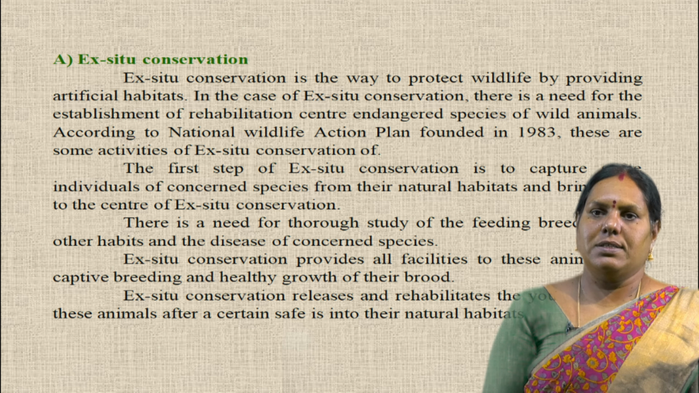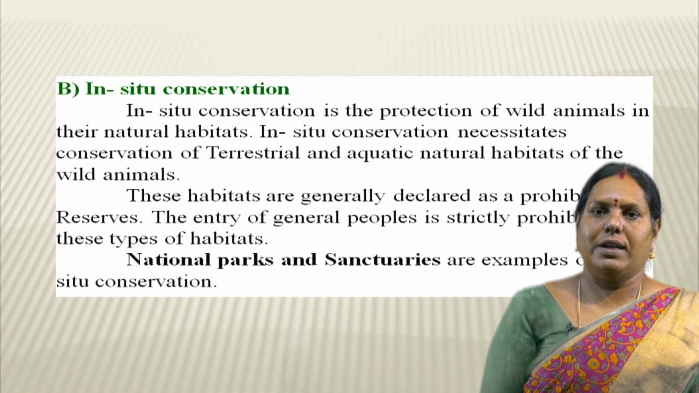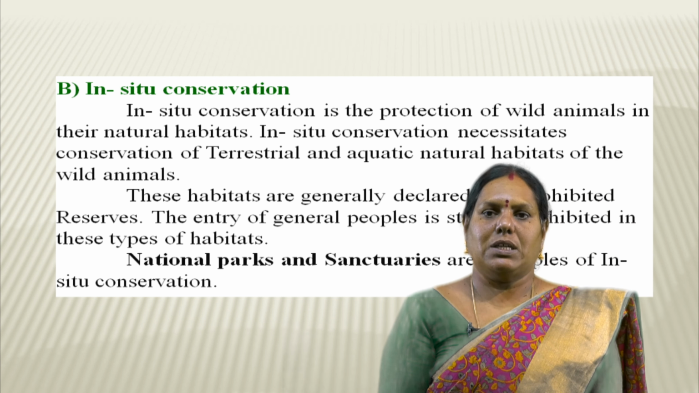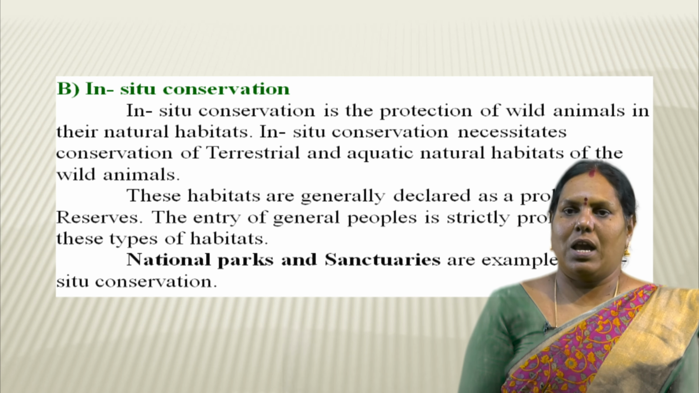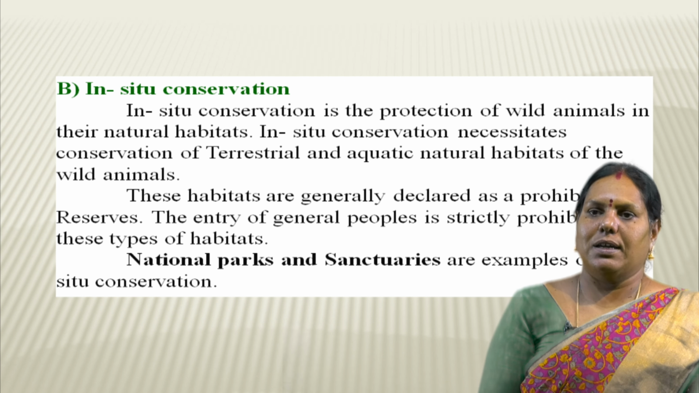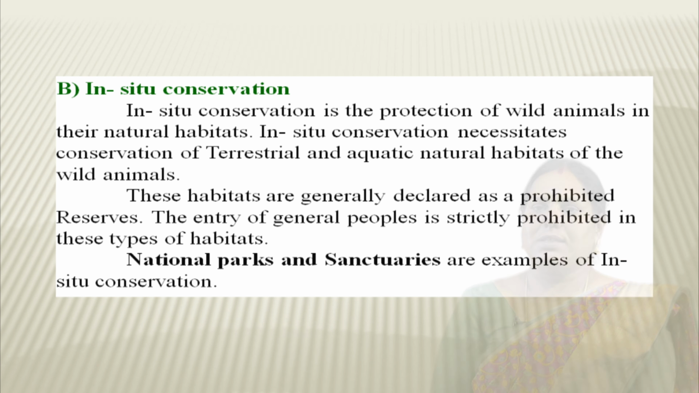Next one is in situ conservation. In situ conservation is protection of wild animals in their natural habitats. In situ conservation necessitates conservation of terrestrial and aquatic natural habitats of the wild animals. These habitats are generally declared as prohibited reserves. The entry of general people is strictly prohibited in these types of habitats. National parks and sanctuaries are examples of in situ conservation.